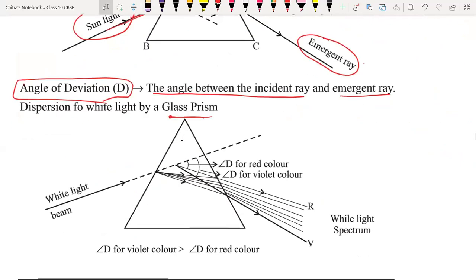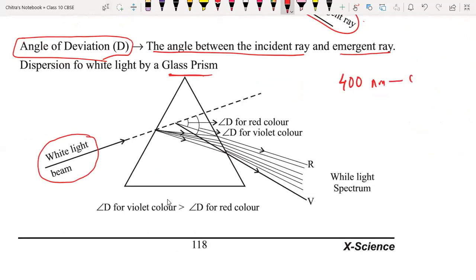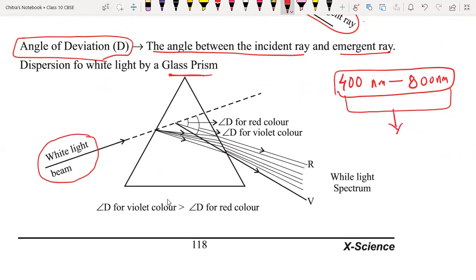Now we are going to understand the dispersion of light. It is very important. We know white light contains all the visible range of light. What is the visible range of light? It is between about 400 nanometers and 800 nanometers. This is the wavelength of light. In between we have all the 7 colors, and they are visible to us, that's why it is called the visible range.